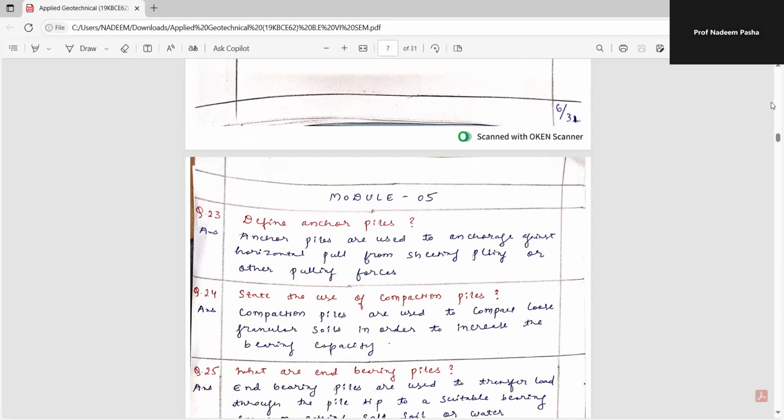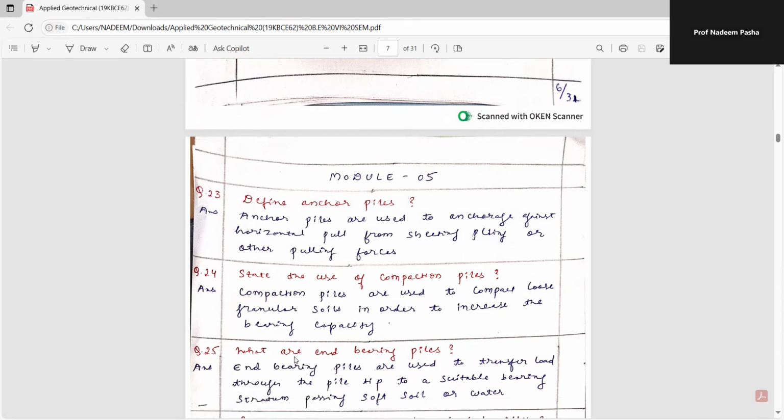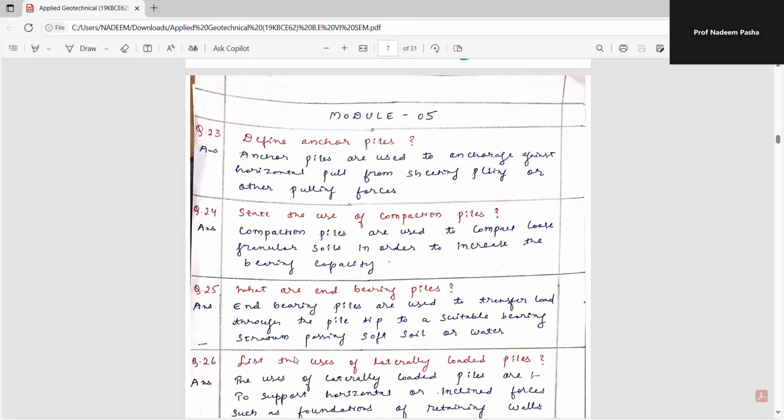Next, compaction piles. What are compaction piles? Compaction piles are used to compact loose granular soils in order to increase the bearing capacity. Compaction piles ऐसे piles हैं जो कि यूज किए जाते हैं to compact loose granular soil in order to increase the bearing capacity.